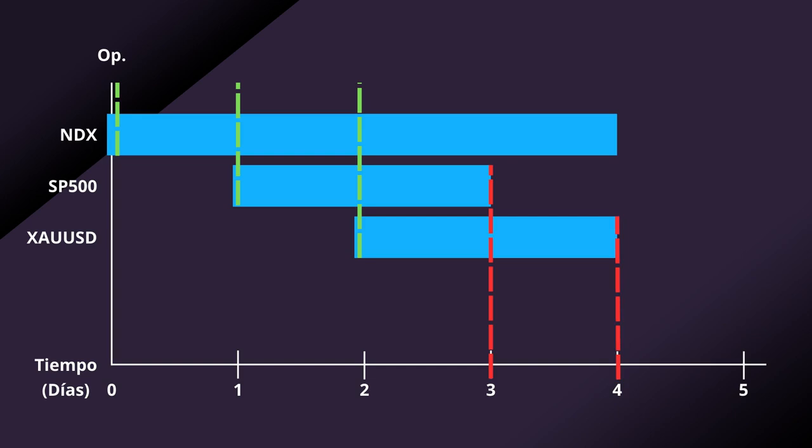Finally, let's say the Nasdaq is now ready to go back up, so we close the gold trade and keep the Nasdaq trade open for another day, leaving us exposed to the market with a position made up of a single trade with a different risk to the previous ones, until we eventually close it. As you can see, an order, a trade and a trading position are not the same thing.